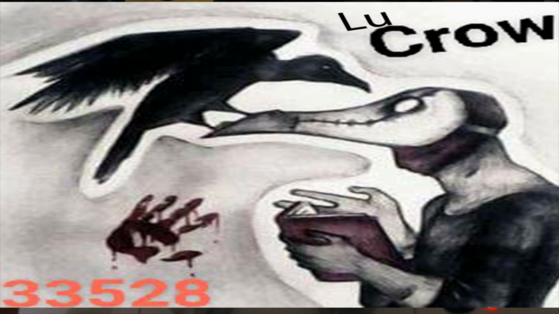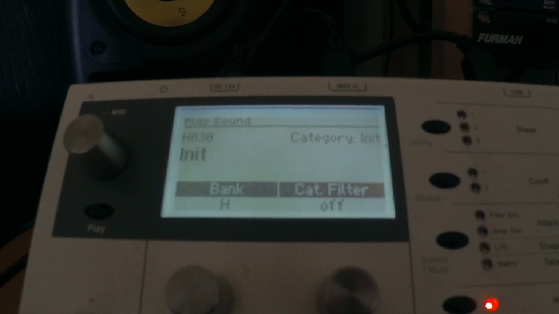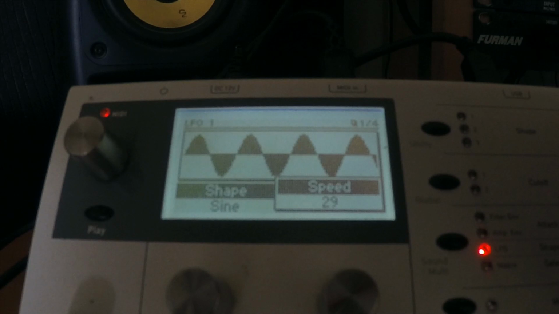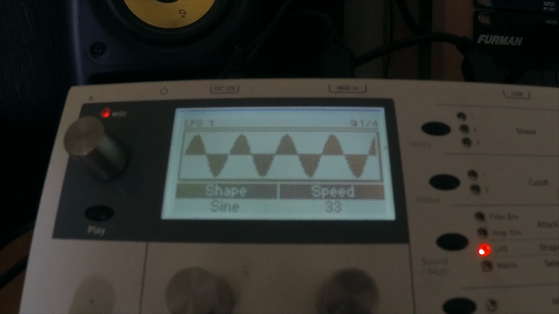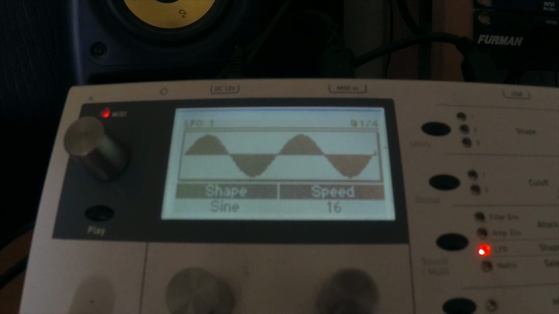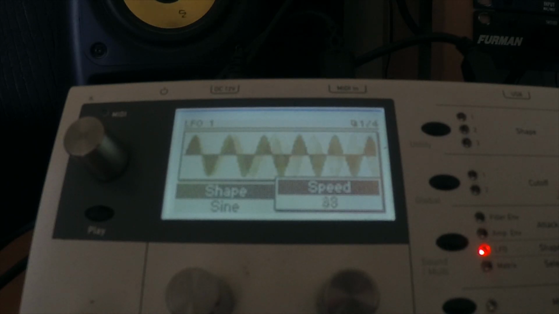Alright, today we're going to get into vocoder mode on the Waldorf Blofeld. And I know you're probably like, yeah, right. Let me show you. Listen. Hear that?